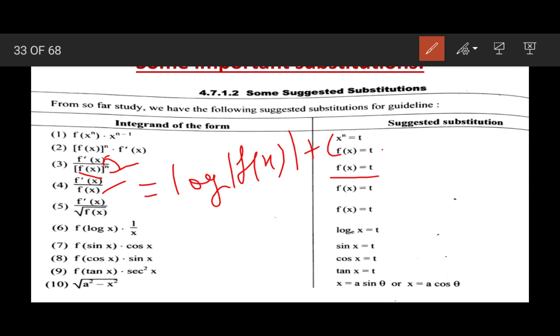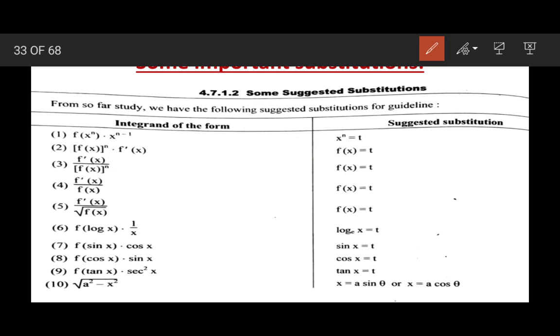Next, if it is f dash x upon root f of x, then we can apply the second result and say that this is equal to 2 root f of x plus c. Then next is f of log x into 1 upon x. Now we know that log x is a function and the derivative of log x is 1 upon x. That's why we will substitute log x as t.